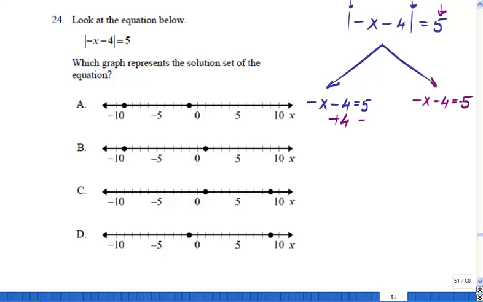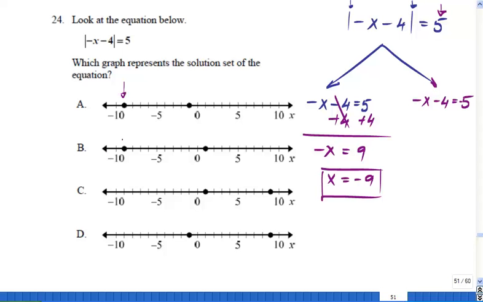I will add 4 to both sides. My negative x will equal 9. If negative x is 9, x will be the opposite of that, which is what? Negative 9. I will stop and look for which one does not have negative 9 as a solution. A has it, right there. B has it, that's negative 9. C does not. C is not good. D doesn't have x equals negative 9.